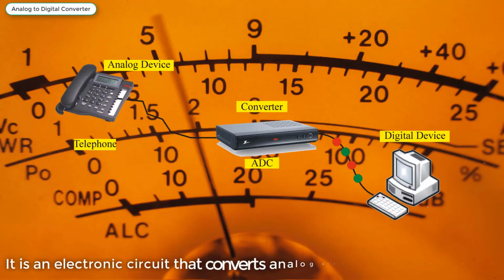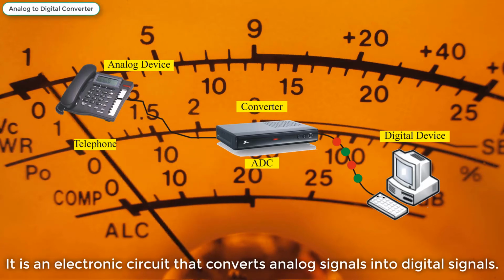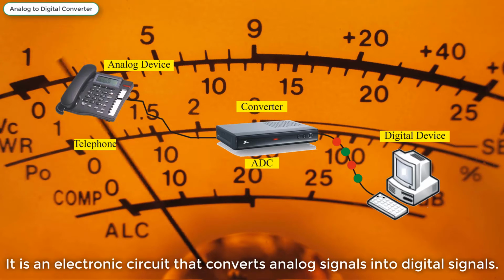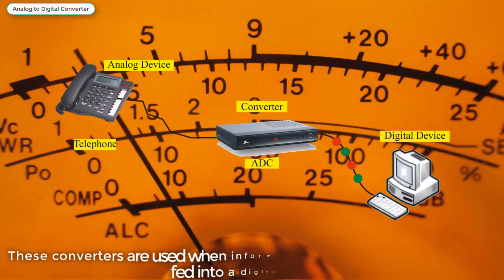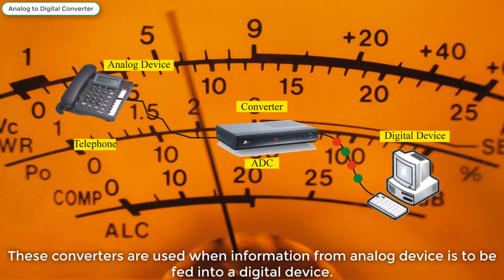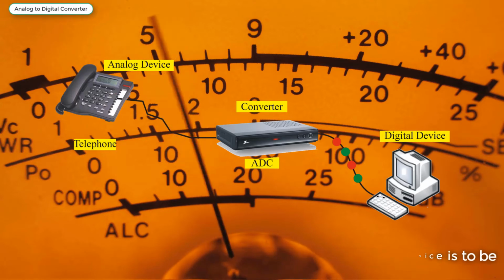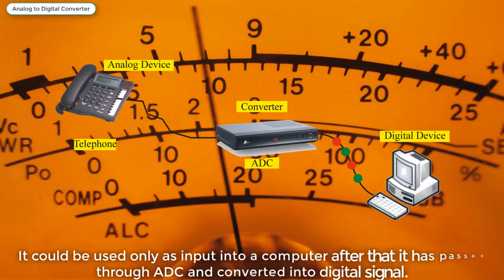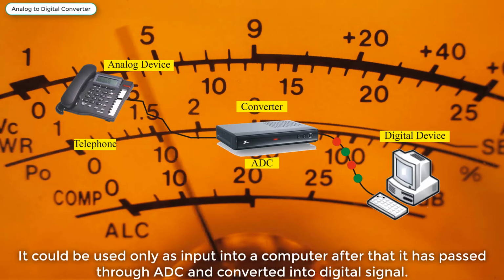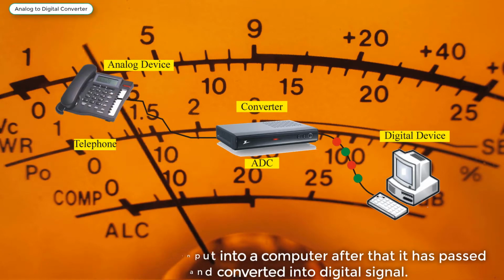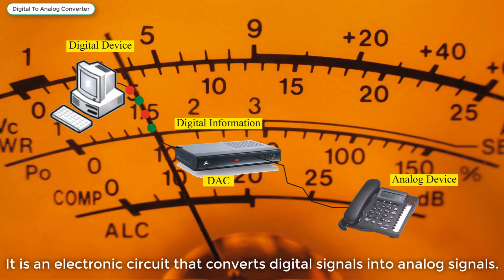Number 1. Analog to digital converter. It is an electronic circuit that converts analog signals into digital signals. These converters are used when information from analog devices is to be fed into a digital device. It could be used as input into a computer only after it has passed through an ADC and been converted into a digital signal.